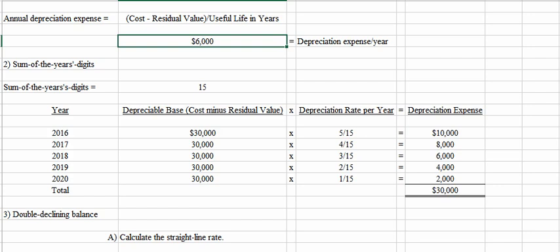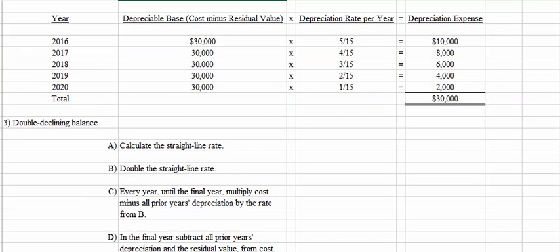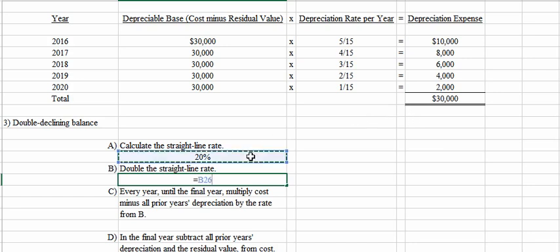Okay, double declining balance. Well, the first thing we want to do is calculate the straight line rate. It's equal to 1 over the useful life in years, or 1 over 5. So that gives us 0.2. We could show that as a percentage if we want. I think that might be better. It'd be 20% as a percentage. Let's do that. Okay, then we want to double the straight line rate, or multiply it by 2. So equals 20% times 2, 0.4, or 40%. Okay, so that's the rate we'll use.